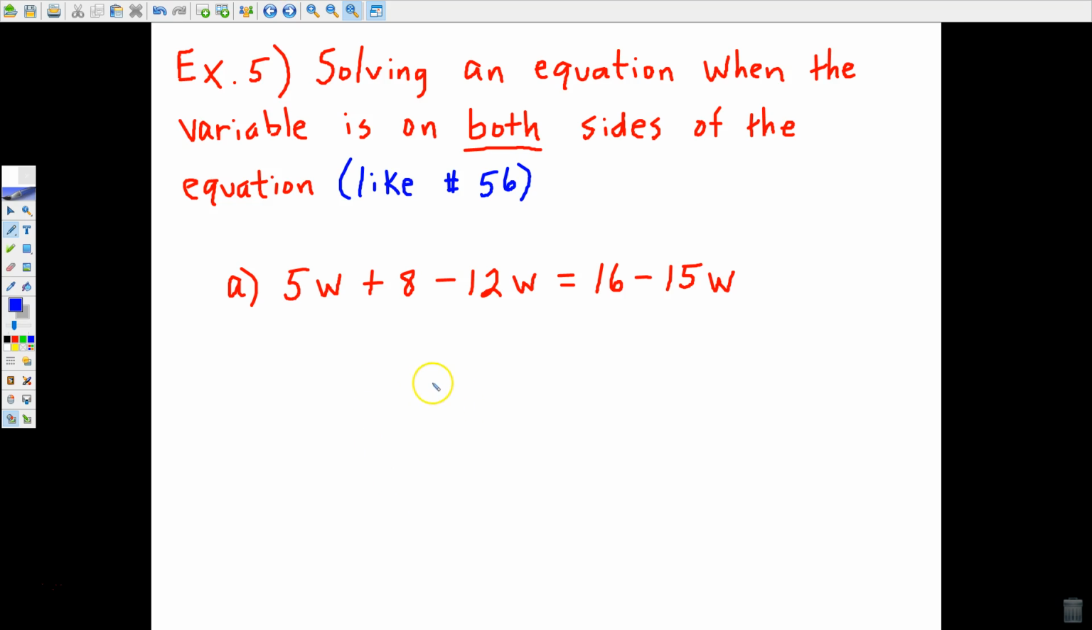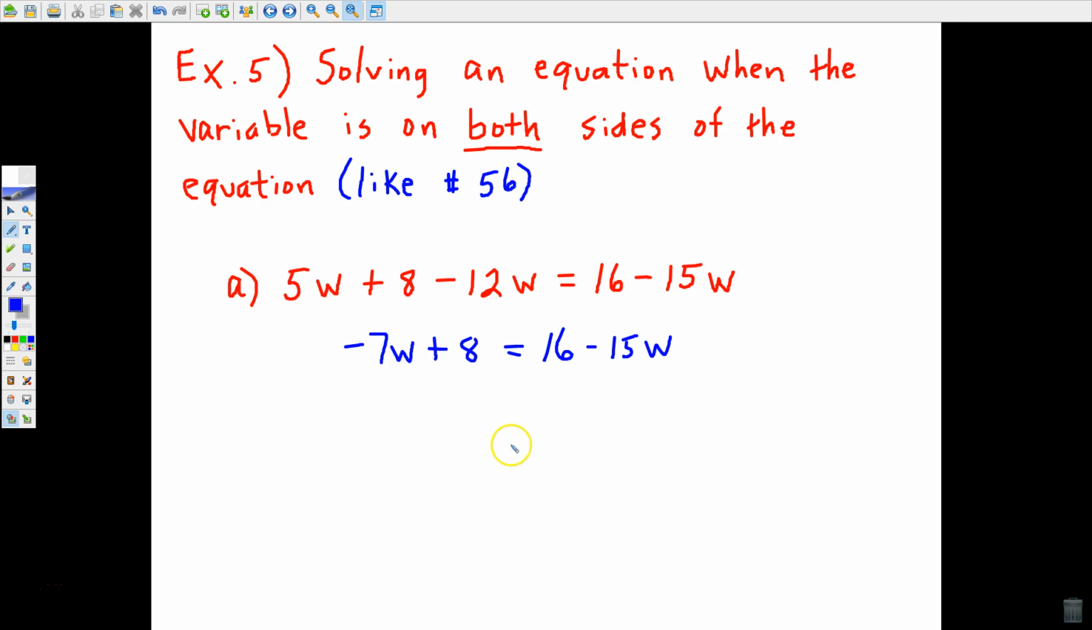Okay, honestly, this is it. There's one problem in your homework that involves having the variable on both sides of the equation, so I just thought we would review that real quickly. Remember, combine like terms. We already talked about that. So let's combine the W terms. 5 minus 12 is negative 7W. And I don't have anything to combine with the 8 on the left side. I don't have any like terms on the right side.